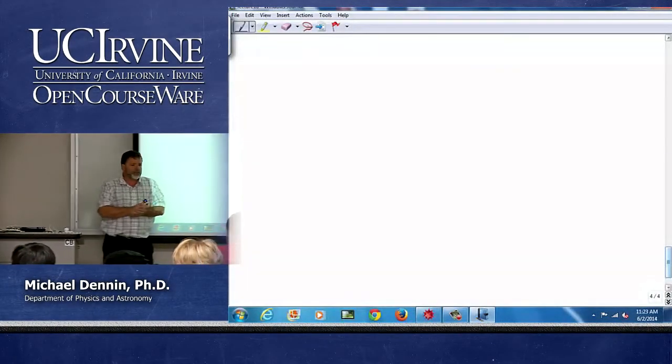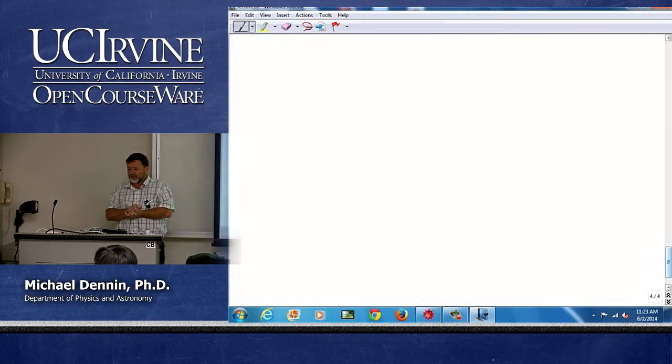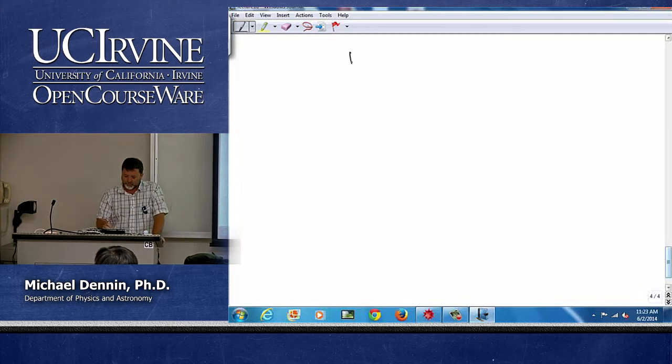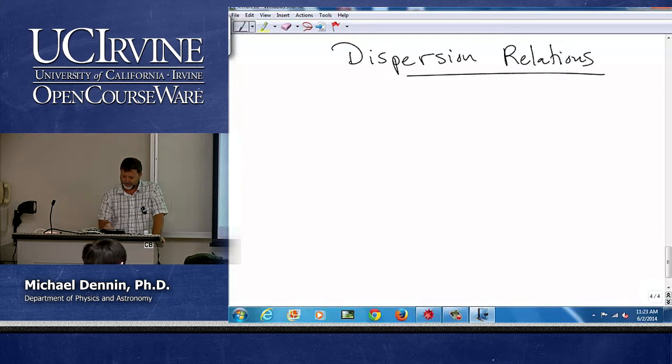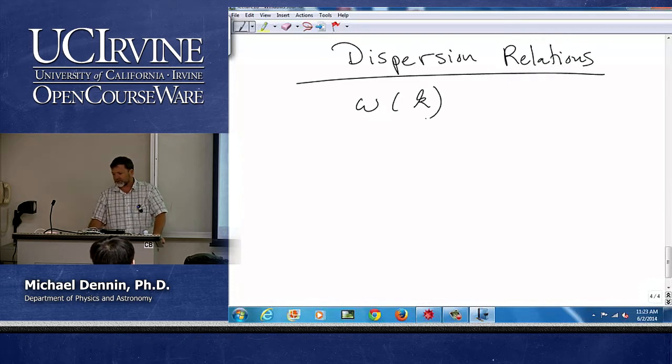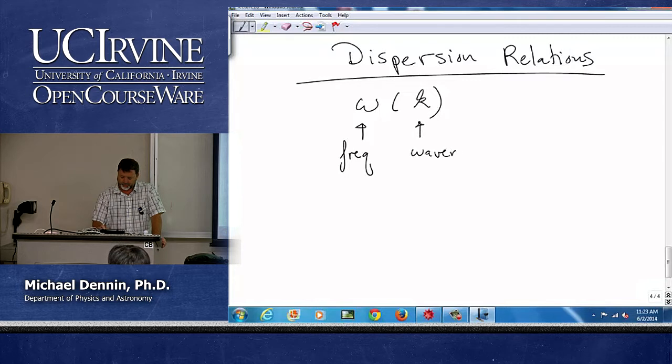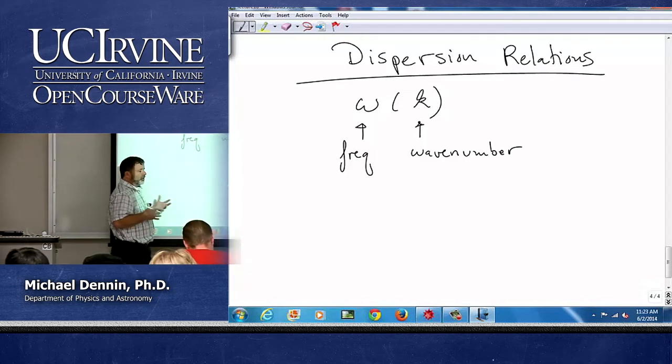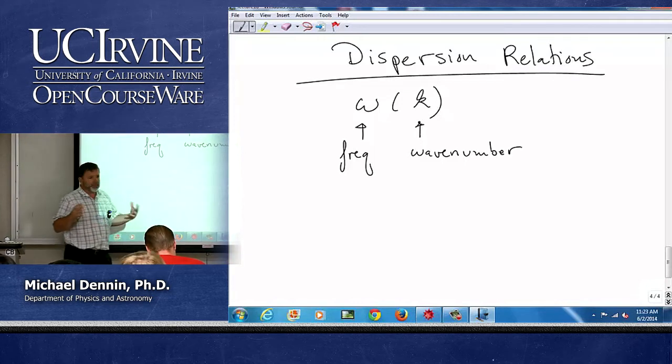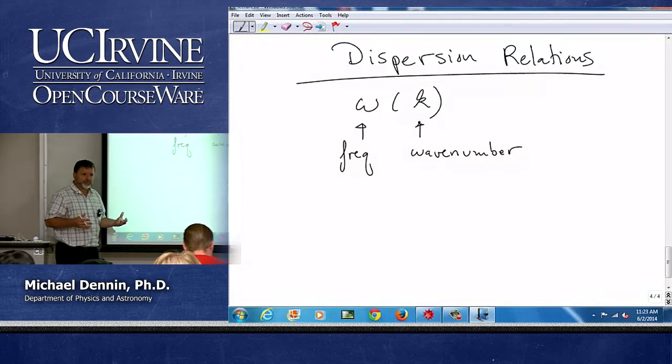Now, anytime you start thinking about PDEs, the other big physics idea that you really want to get comfortable with is dispersion relations. And it's nothing more than thinking about omega as a function of k, where omega is our usual frequency and k is our wave number. And this basic concept occurs pretty much anywhere in physics where we have a linear problem where we're worried about space and time.